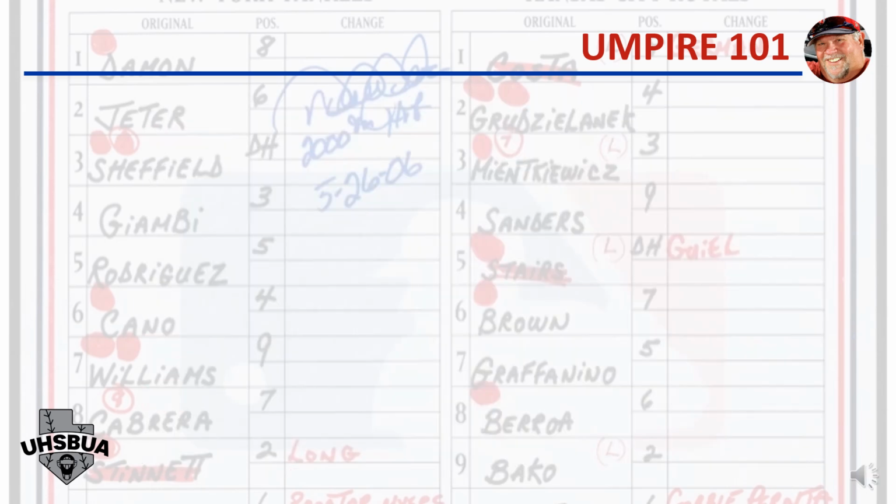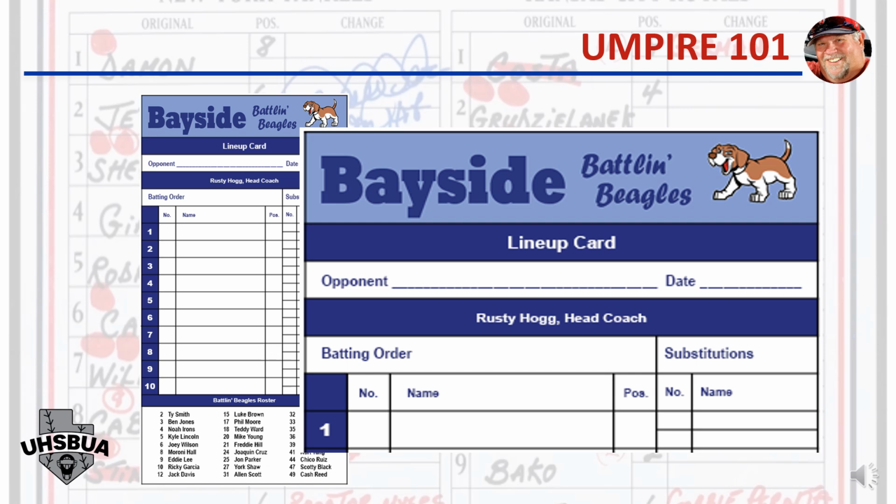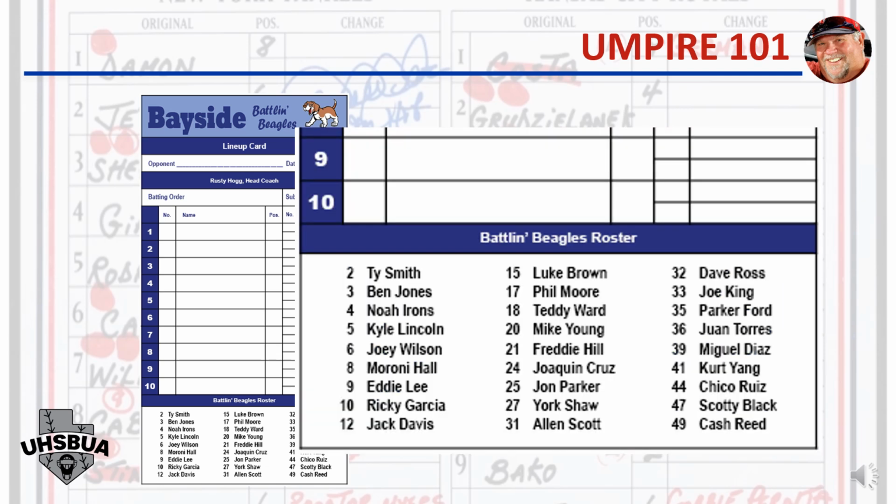We begin by looking at examples of standard lineup and game cards. This is the lineup card for head coach Rusty Hogg of the Bayside Battlin' Beagles of Brooklyn, New York. It is a good lineup card because it reflects the batting order with the uniform number, name, and position number of each starter in the batting order. Also, it leaves room for two substitutions for each position on the right side of the card. In addition, it lists the entire team roster with uniform numbers on the bottom of the lineup card.